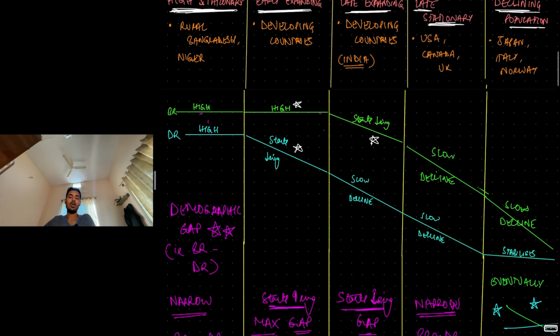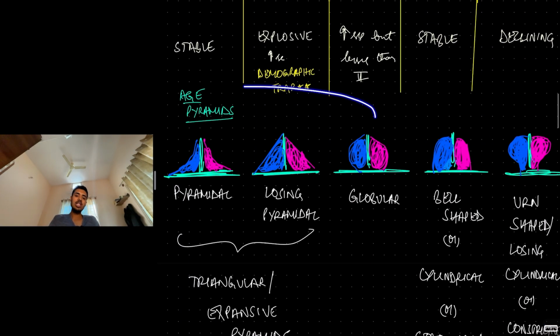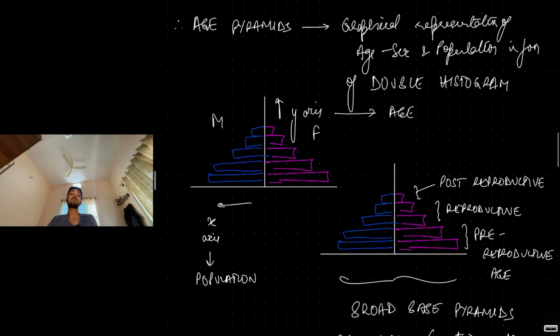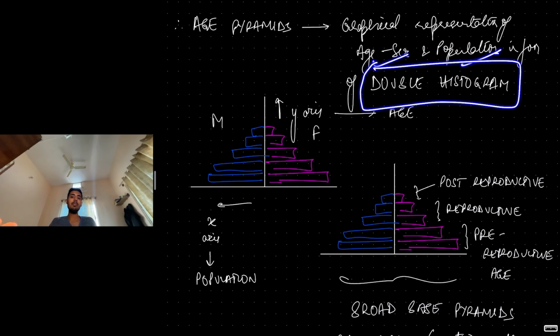Okay. Now, before we come to the age pyramids of the 5 stages, we'll first understand what age pyramids are. The graphical representation of age, sex, and population in the form of a double histogram graph is an age pyramid.